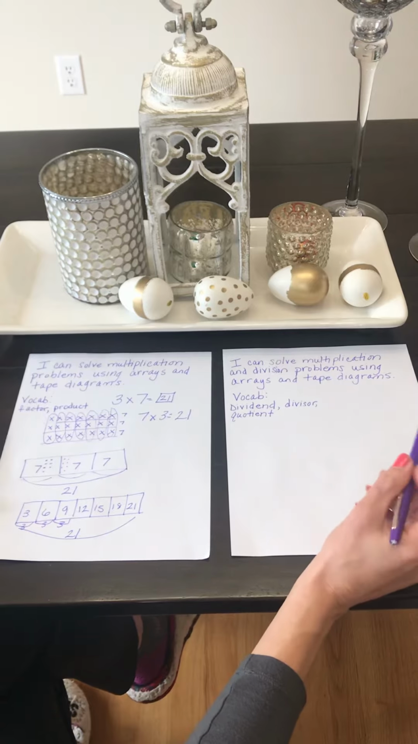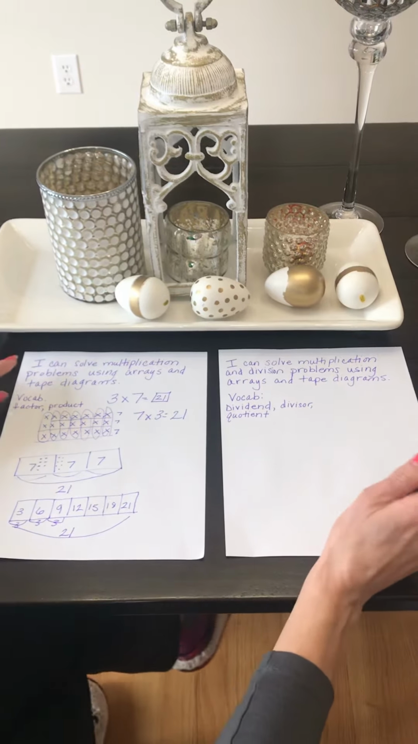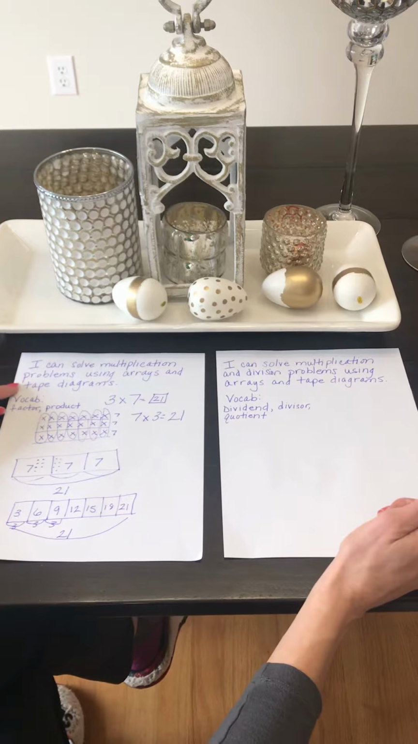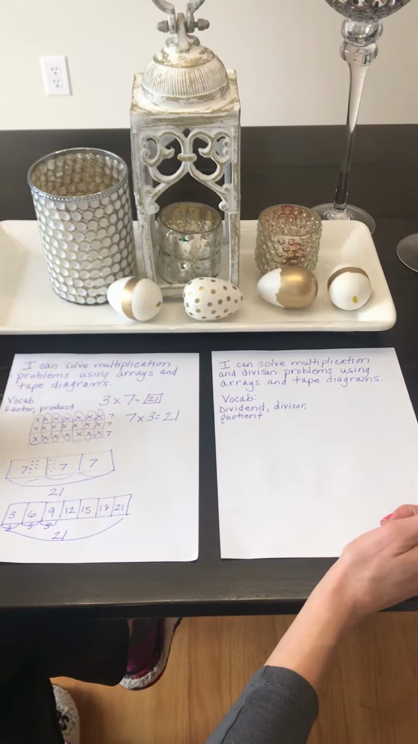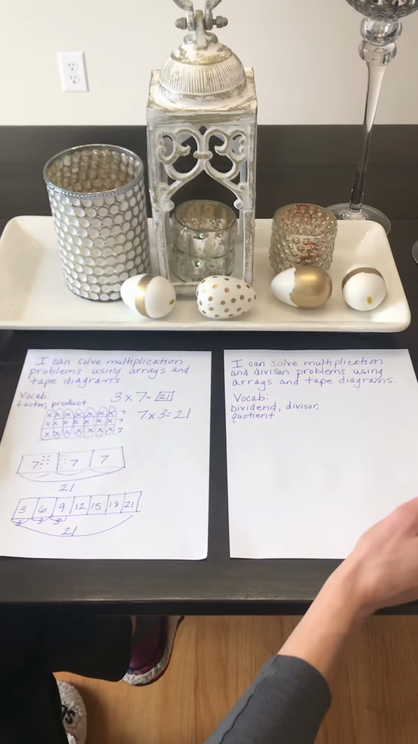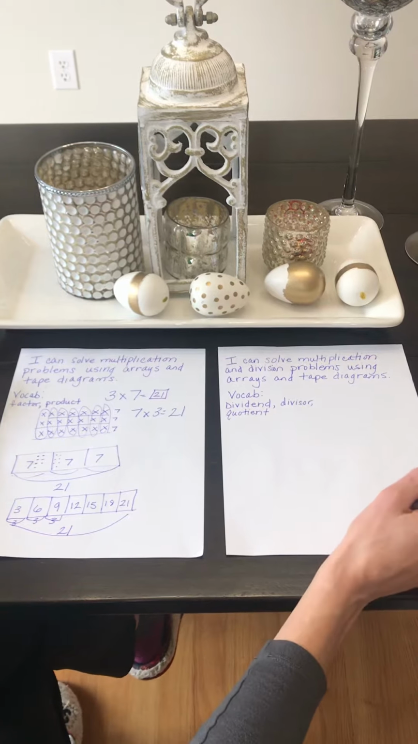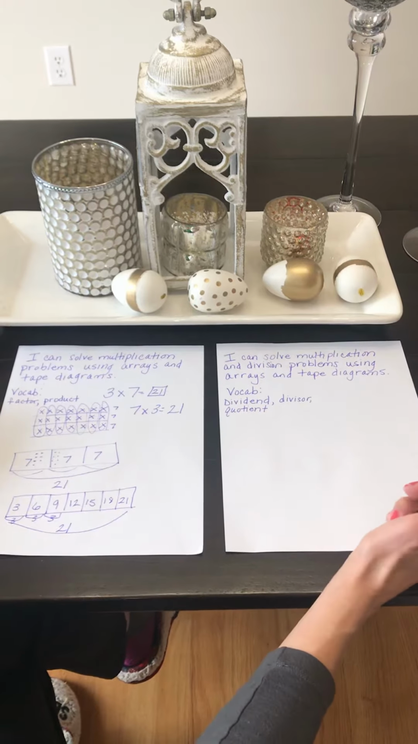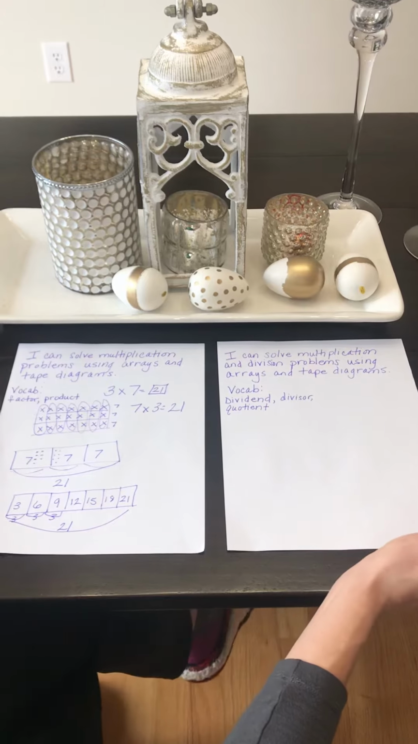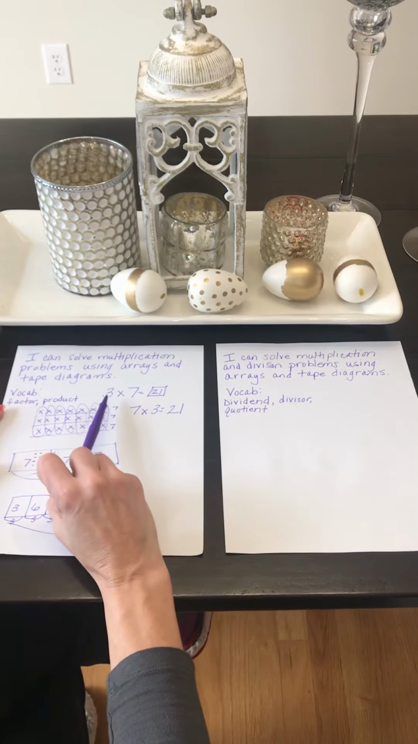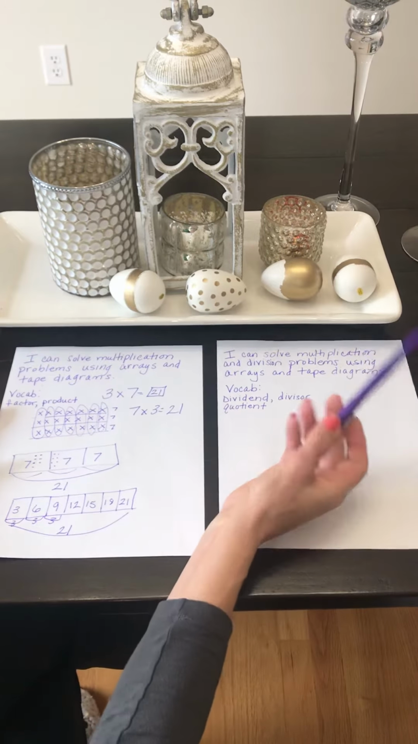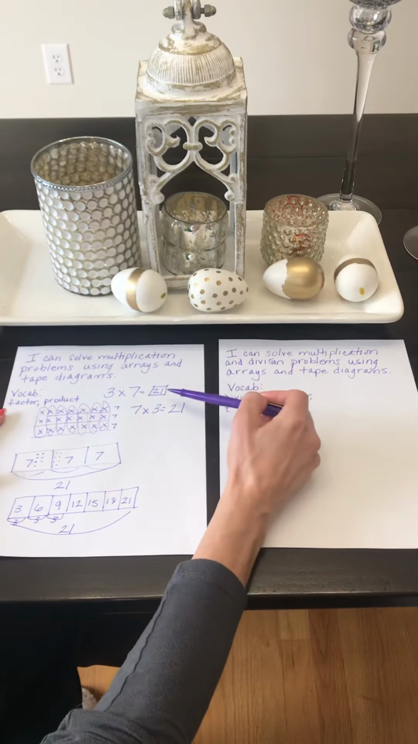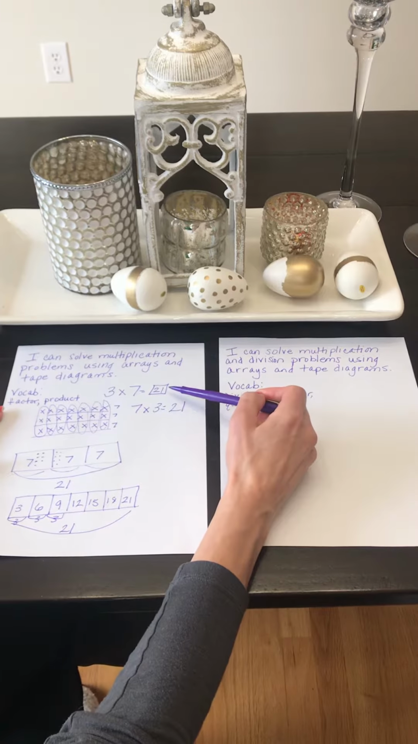Hi, third graders. Yesterday we learned how to solve multiplication problems using arrays and tape diagrams. I'll do a quick review right now, but it might be worth rewatching the video from yesterday and going through that completely before we move on to our new lesson. But just to review, yesterday we talked about taking two factors, for example, 3 times 7, and using arrays and tape diagrams to figure out the fact that 3 times 7 is 21.